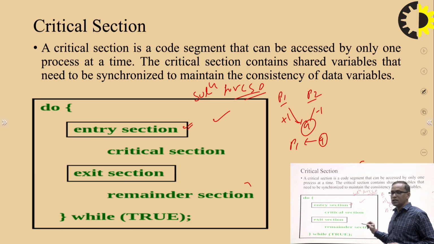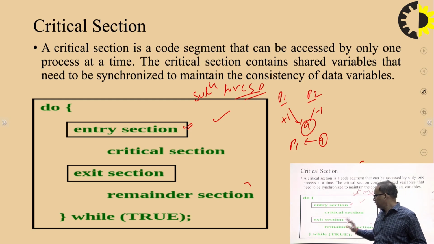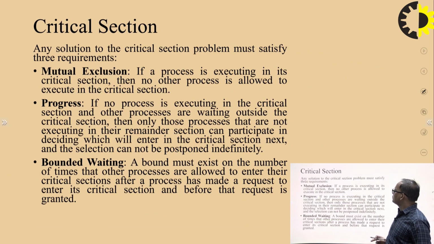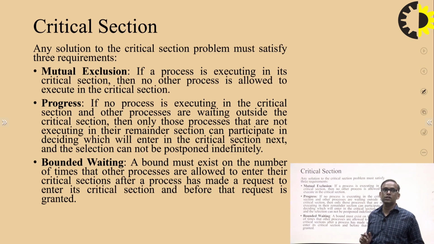Next one is the remainder section. In the remainder section, the non-shareable code is there. This is the basic structure of the critical section solution. Now these are the conditions that a critical section solution must satisfy.